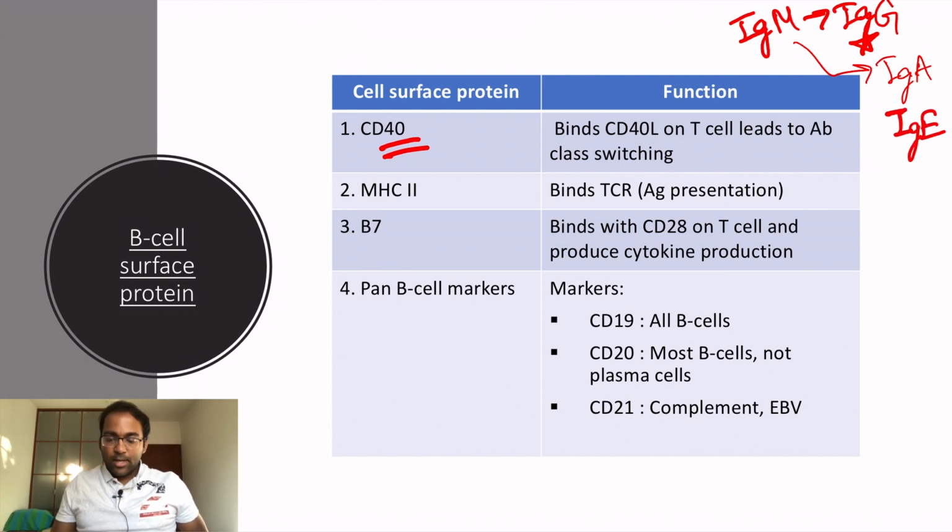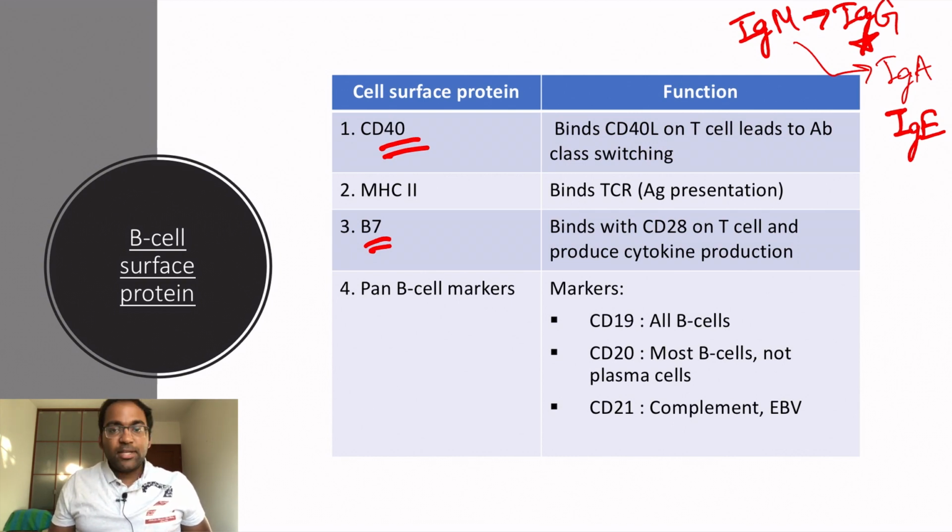This is class switching. Now the MHC class 2 molecule will bind the T cell receptor where the antigen is being presented. Cell surface protein B7 will bind CD28 on the T cell, and it will produce the cytokine. The cytokines can be used in the process of inflammation and other processes.